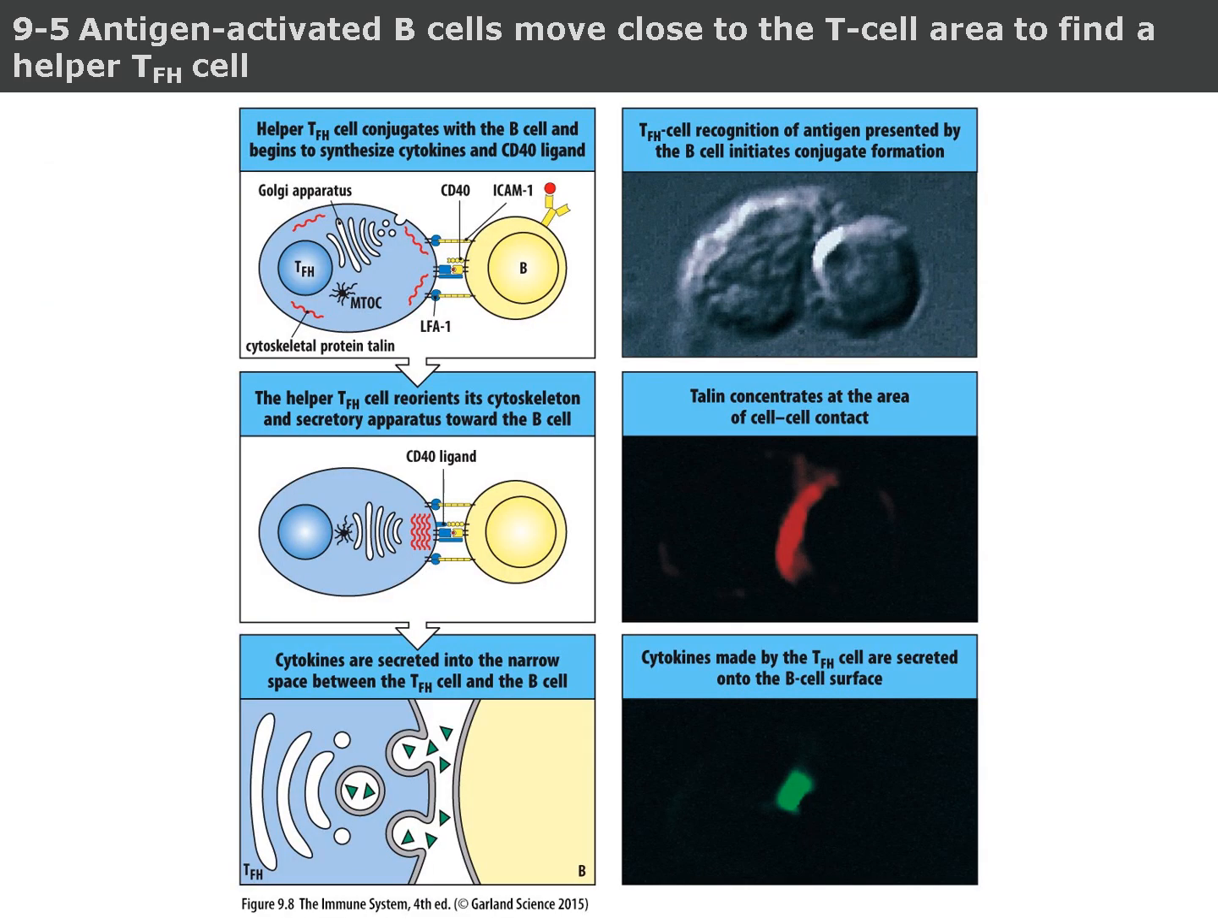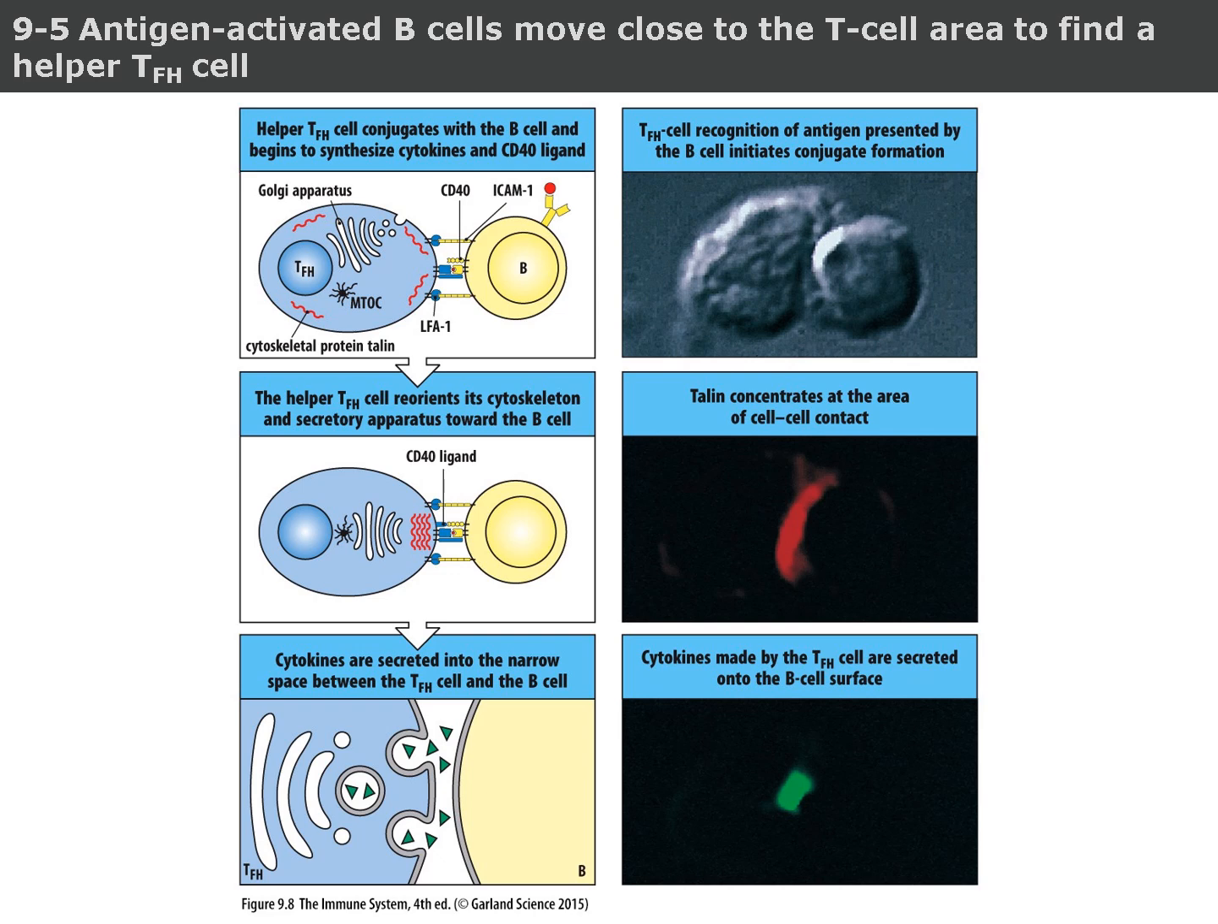Once an antigen-activated B cell encounters a matching T follicular helper cell, a highly coordinated process begins to fully activate the B cell. In the first step, the T cell forms a stable conjugate with the B cell. This interaction is stabilized by surface molecules like ICAM1 and LFA1, and it triggers the T cell to begin synthesizing cytokines and CD40 ligand. Next, the T cell reorients its cytoskeleton and Golgi apparatus so that its secretory machinery points directly at the B cell. This ensures that the activation signals are precisely targeted.